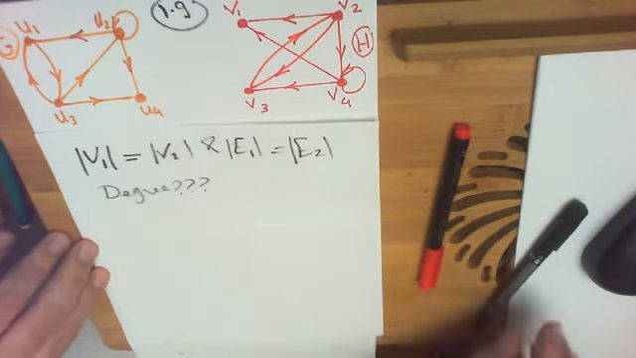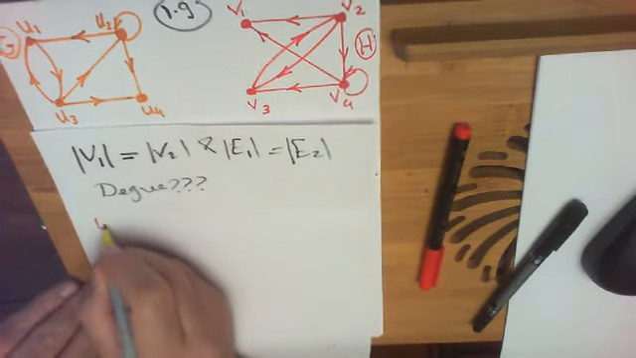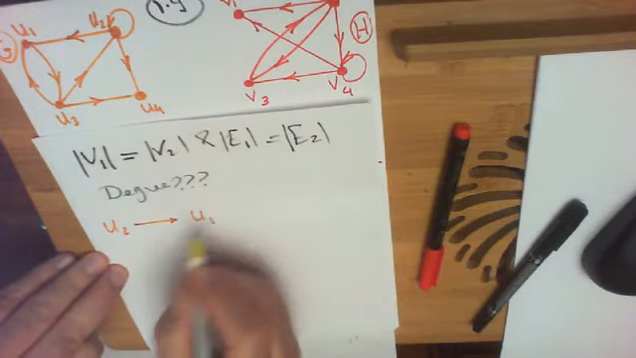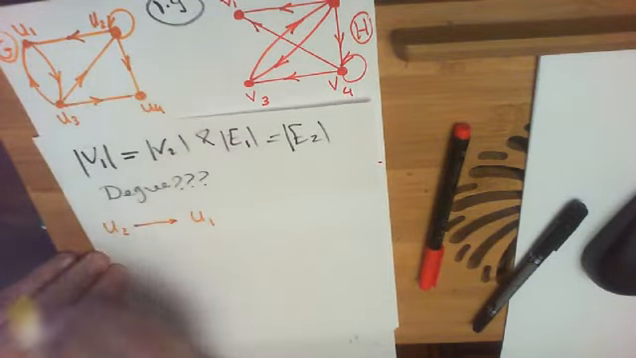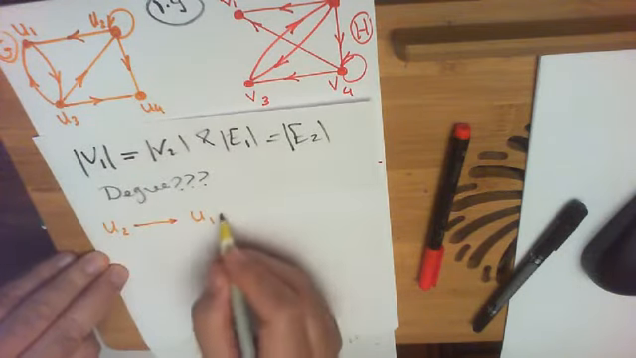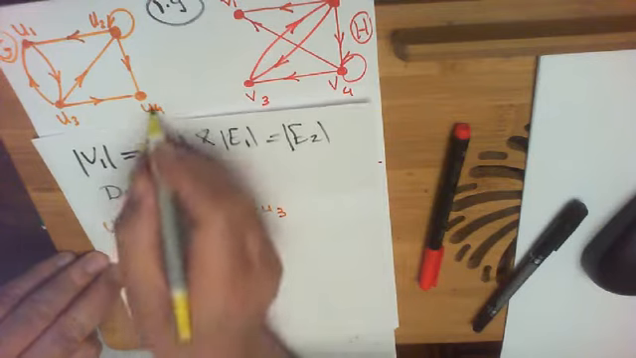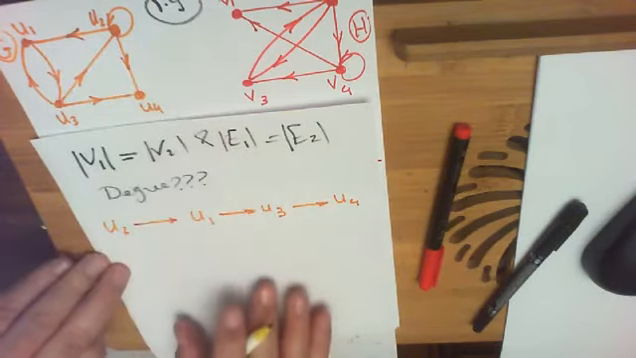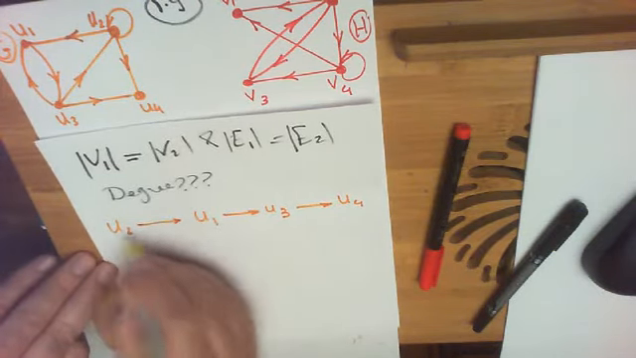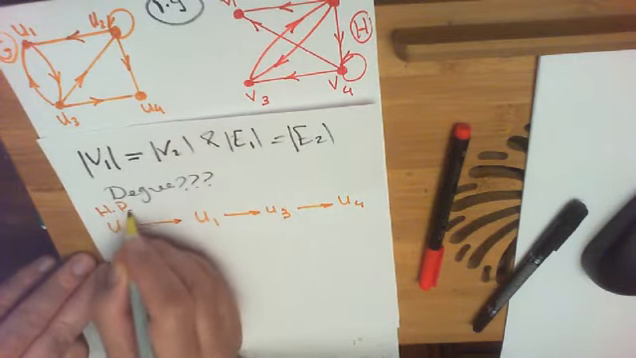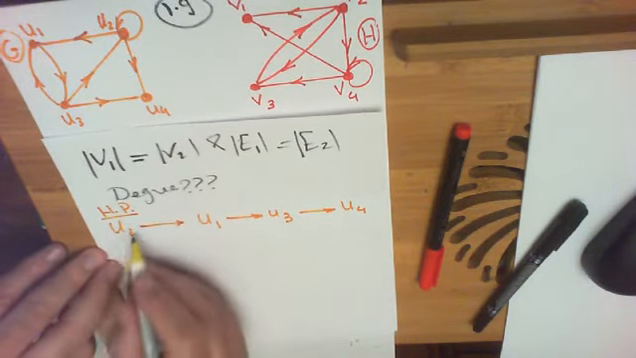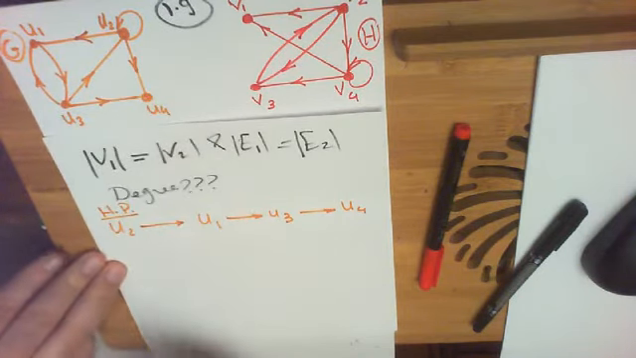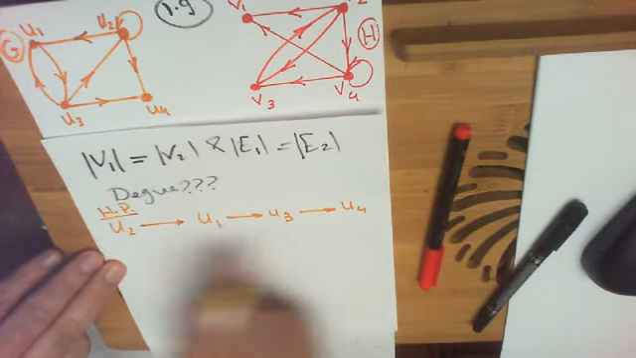We can go from U2 to U1, then U3, and finally U4. But we can't return back to U2 because this direction opposes us. Okay? This is called a Hamilton path. A Hamilton path is a path in which you visit every vertex in the graph once and only once. This is a Hamilton path for graph G.